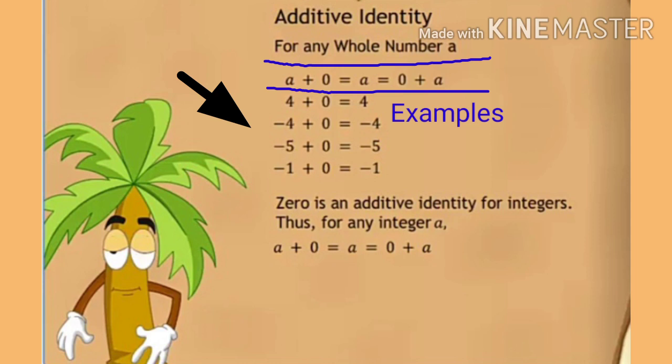From the above, it is clear that whenever 0 is added to an integer, we get the same integer. Due to this property, 0 is called the additive identity with respect to addition, or the additive identity of the collection of integers. Therefore, for any integer a, a plus 0 equals a, which is equal to 0 plus a.